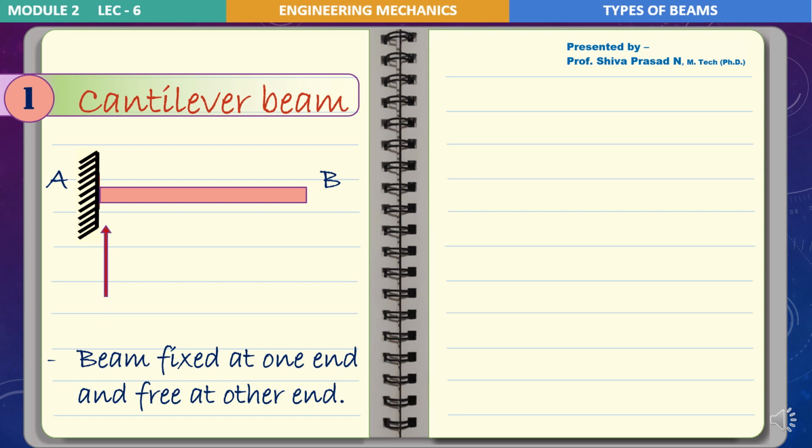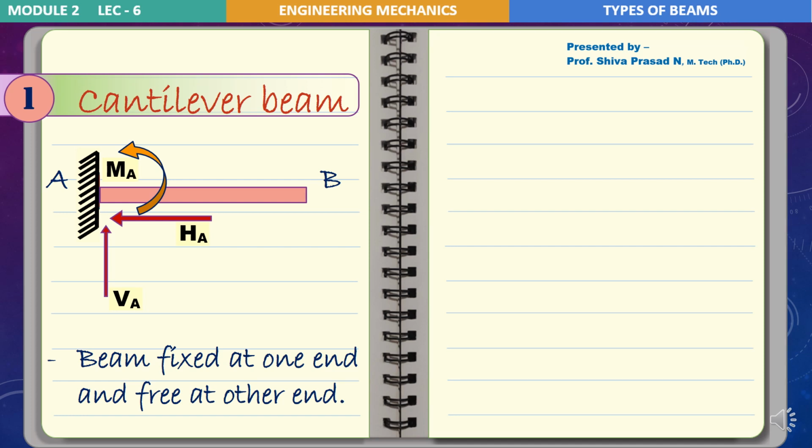Next, the support reactions that come into the picture over here are the vertical reaction, that is VA, a horizontal reaction that I'll represent as HA, and a moment, that is MA. If you recall, during support reactions we explained clearly that for a fixed support all three reactions come into the picture, that is vertical, horizontal and moment reactions.